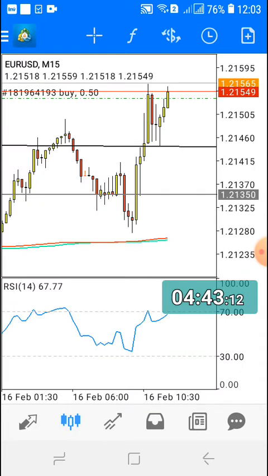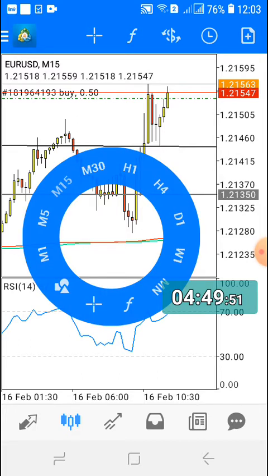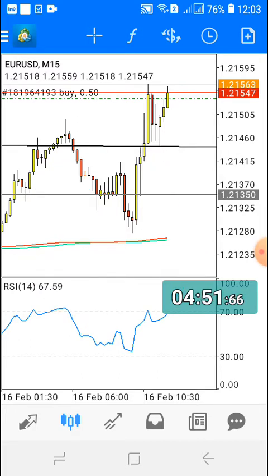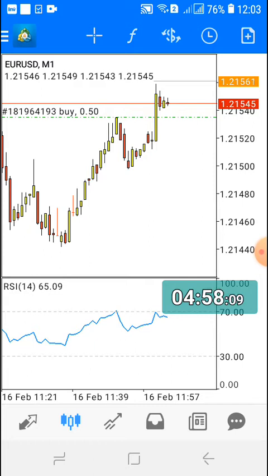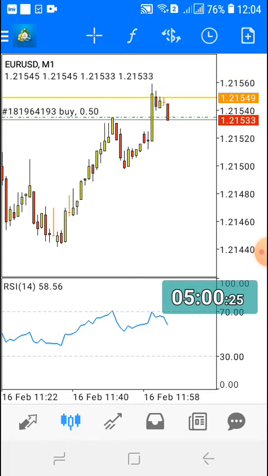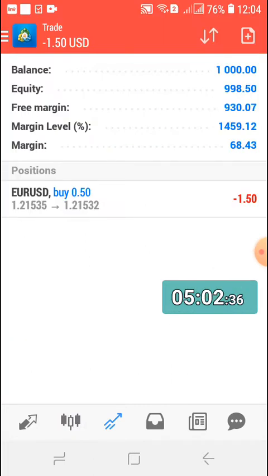Usually I hold these positions for 5 minutes to 15 minutes. I wait for the next 15-minute candlestick to change. But you can make profit with just 1 minute, as you saw that I made profits with just 1 minute.